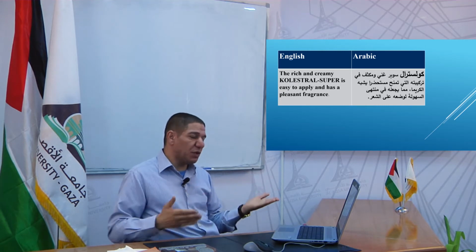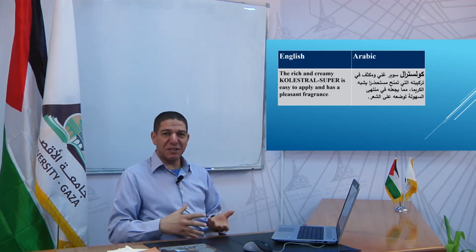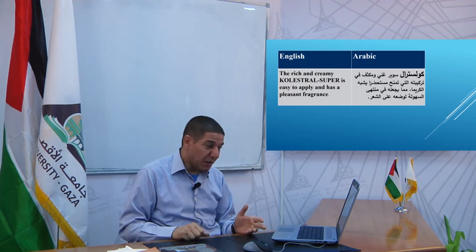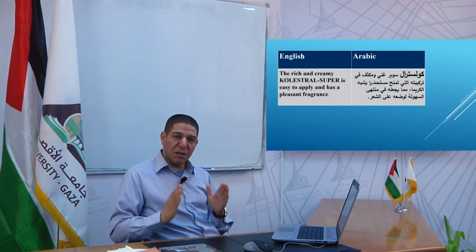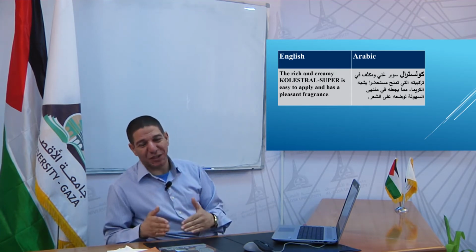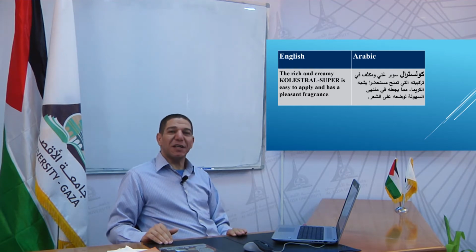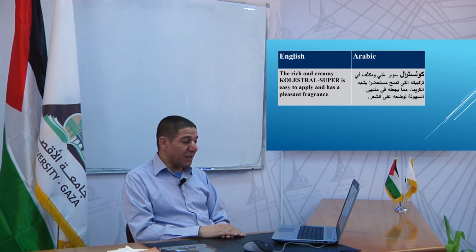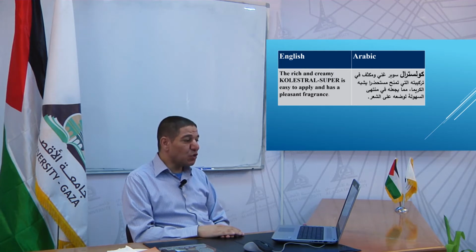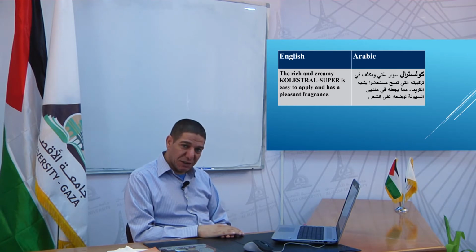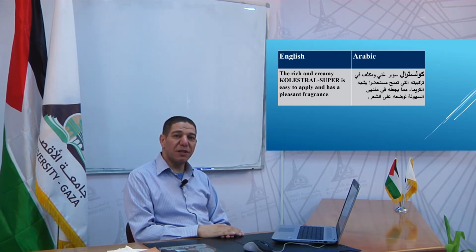From the face of it, when you read the English sentence, it's easy for you to understand it. But the problem emerges when you want to translate it into Arabic. Look at the Arabic and let us explain. كوليسترول سوبر غني ومكثف في تركيبته التي تمنح مستحضرا يشبه الكريمة. Look at the word creamy, it is translated into يشبه الكريمة.